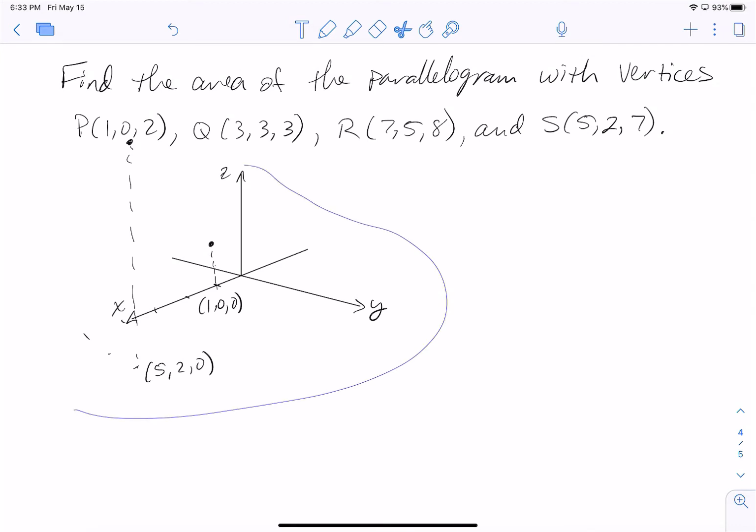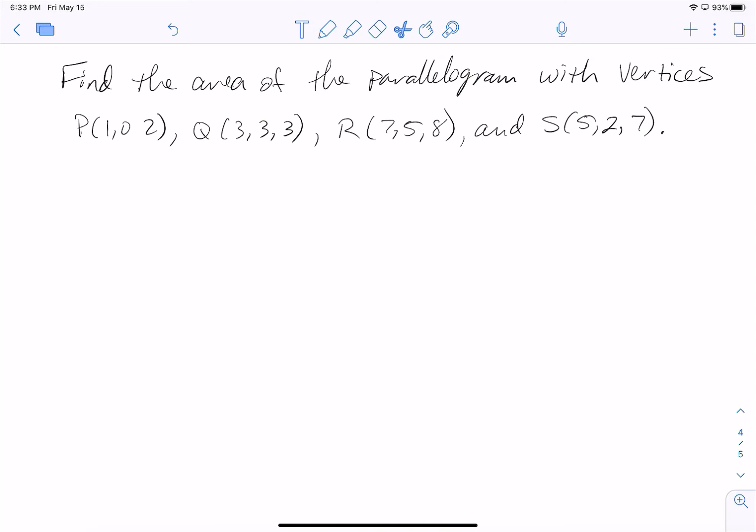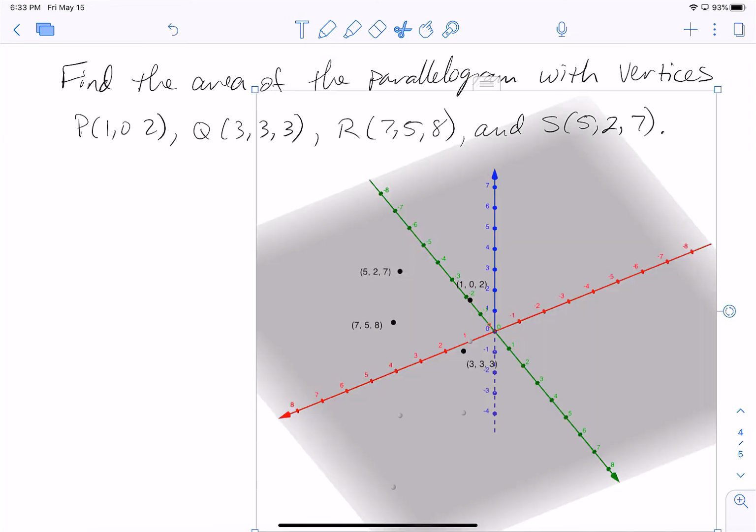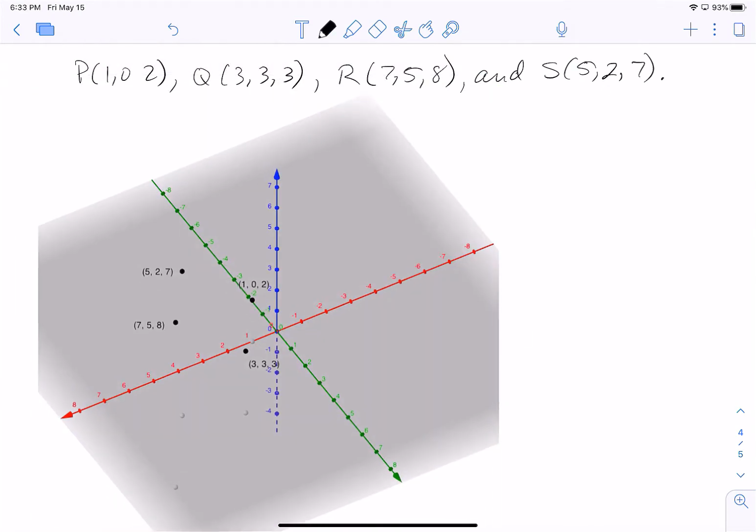Rather than drawing all of these points out though, I've used GeoGebra. GeoGebra has a 3D graphing tool that comes in handy for graphing things in 3D, as you may have imagined. So we have here the points P, Q, R, and S, and they form a parallelogram in space. As visual aids, I'm going to show you where the shadows are in the XY plane of each of these points, just so you get a sense of where they exist in space.